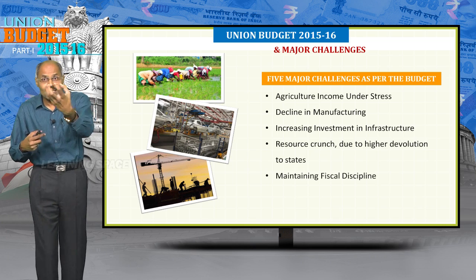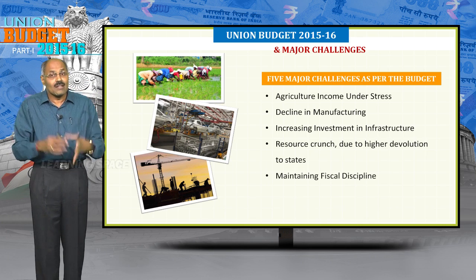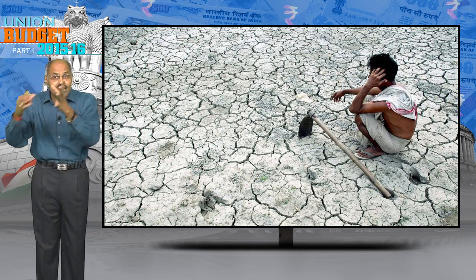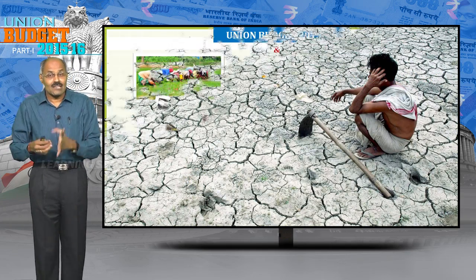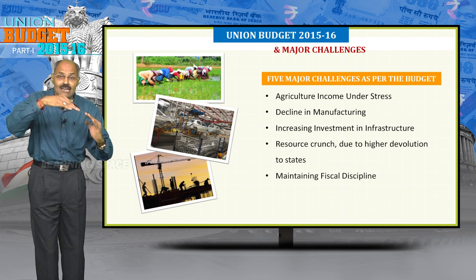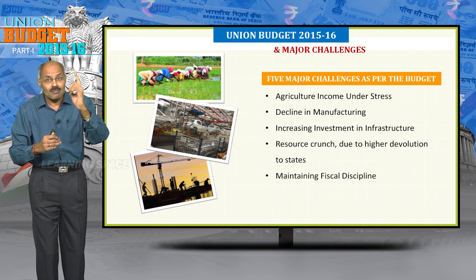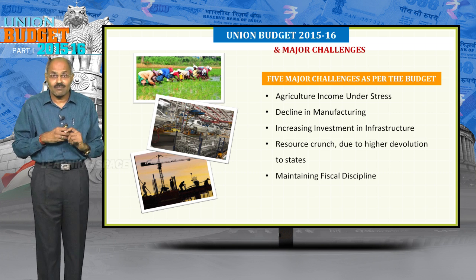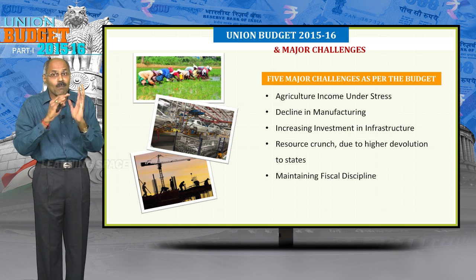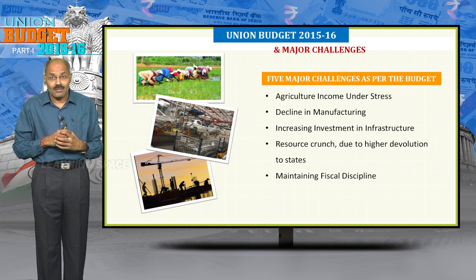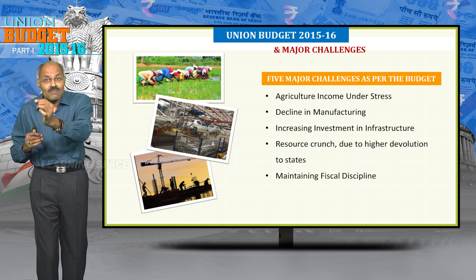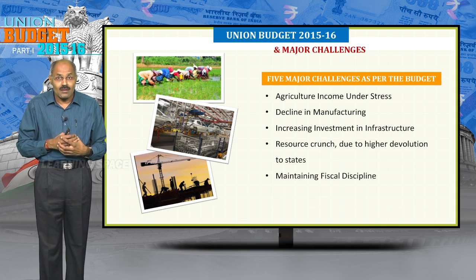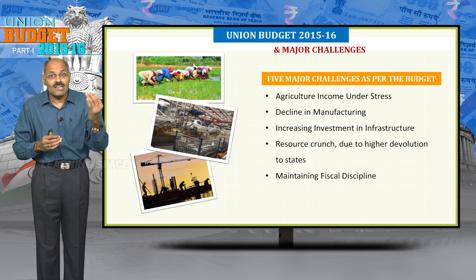Right? What are the challenges? As per the budget documents, the major challenges are agriculture is under stress. Agriculture is really under stress. The second thing is manufacturing is declining, which is posing lot of challenge on the employment front. Without manufacturing, employment cannot be created. Third thing is investment in infrastructure is to be increased. That is the biggest challenge. Without infrastructure, country cannot progress.